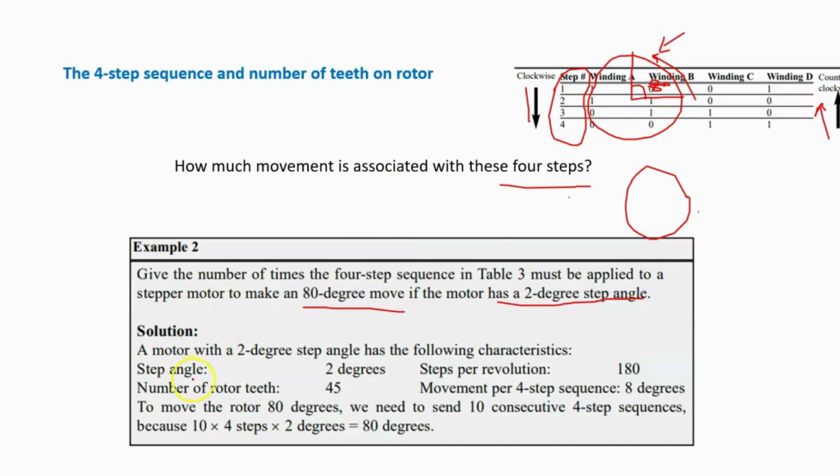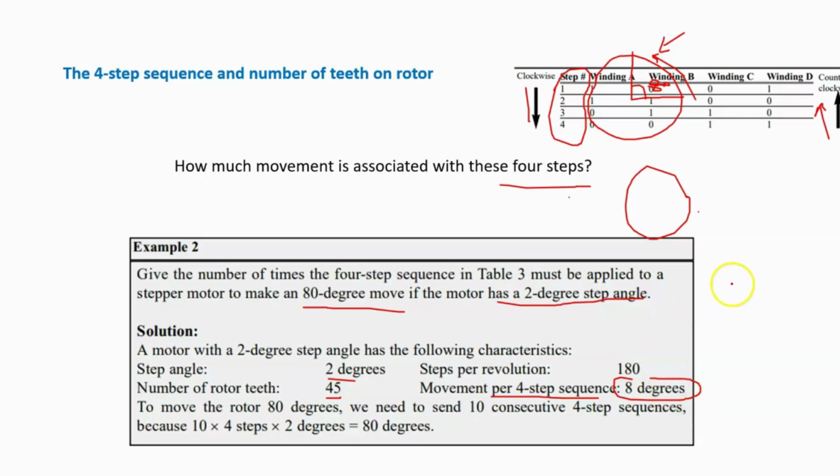For that we know that the motor has a step angle of 2 degrees, so steps per revolution will be 180, and the number of rotor teeth is 45. Now, how many times will the step sequence be applied? Here it is an important point that one time, or per four-step sequence, that is, if we apply step 1, step 2, step 3, step 4, this will be called one four-step sequence. All these four steps together will be counted as one four-step sequence application. For this, it moves the motor for 8 degrees.